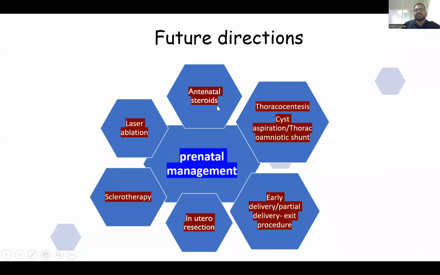Our future directions are in prenatal management. As I have already discussed for antenatal aspects, in cases of microcystic CPAM we can try steroids, and thoracocentesis will be another option. Early delivery, the partial delivery exit procedure, and in utero resection are also options. Sclerotherapy is another upcoming therapy in prenatal management.